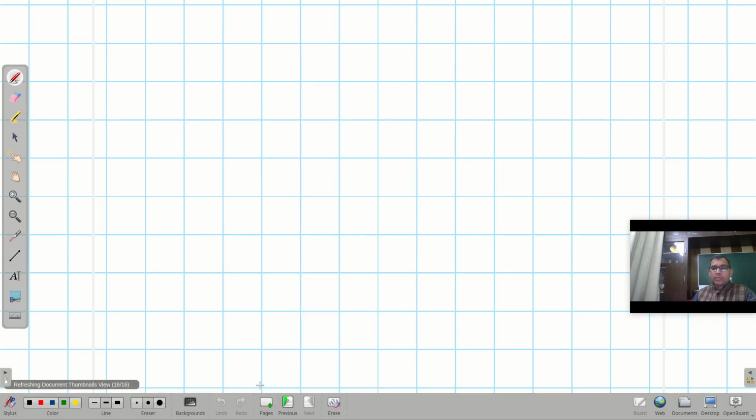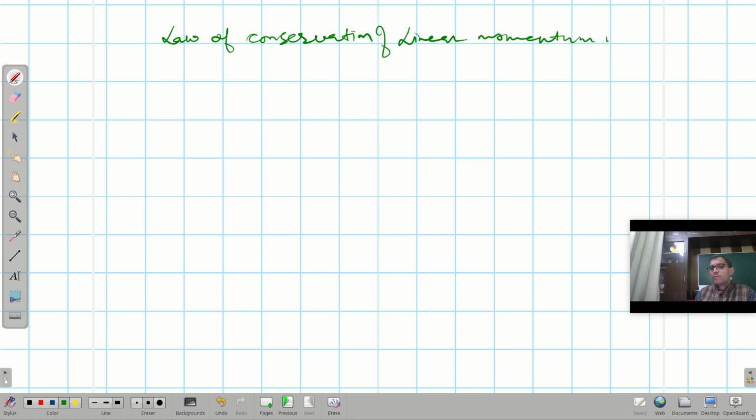So today I will talk about the Galilean law of conservation of linear momentum. Today I will talk about that law of conservation of linear momentum is invariant under Galilean transformation.